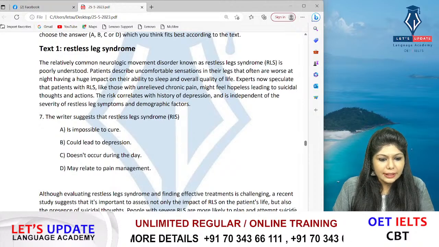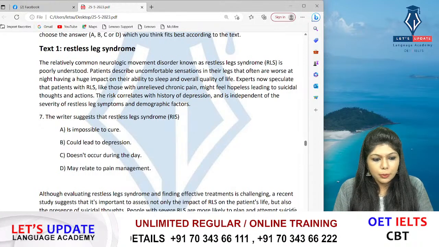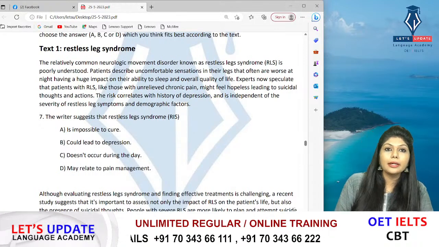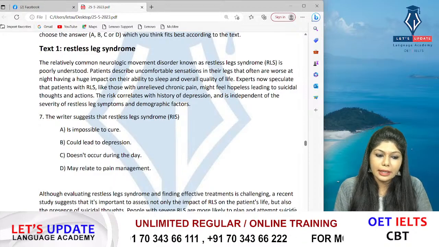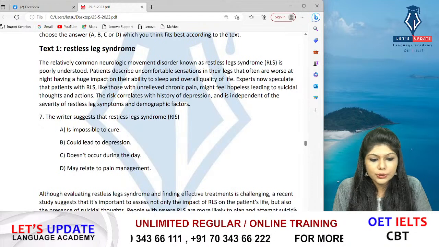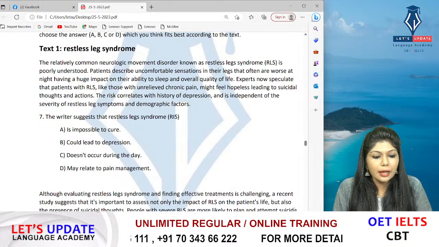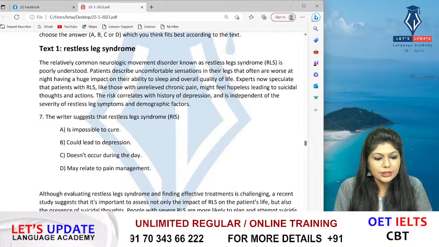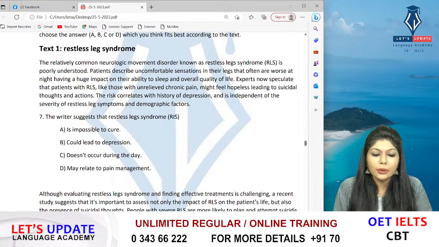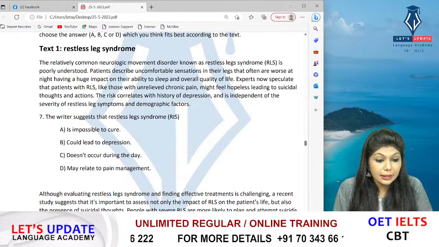The relatively common neurologic movement disorder known as restless leg syndrome is poorly understood. Patients describe uncomfortable sensations in their legs that often are worse at night, having a huge impact on their ability to sleep and overall quality of life. Experts now speculate that patients with RLS, like those with unrelieved chronic pain, might feel hopeless, leading to suicidal thoughts and actions. The risk correlates with the history of depression and is independent of the severity of restless leg syndrome and demographic factors.